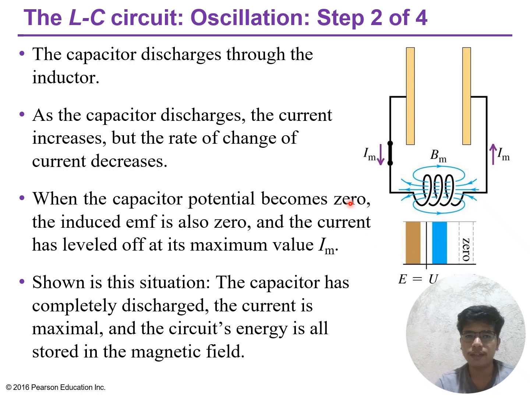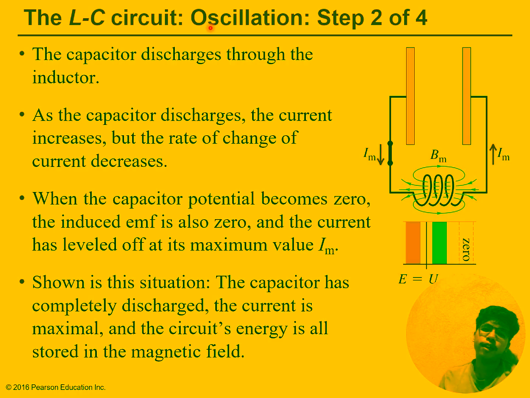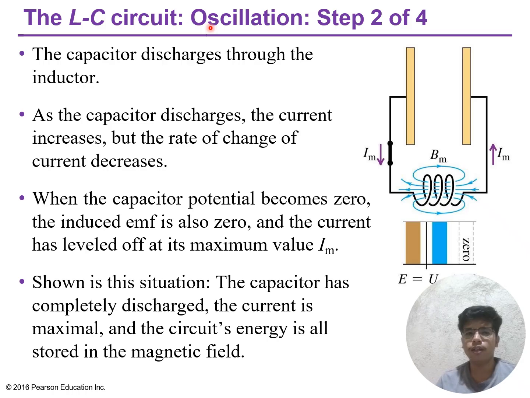Now magnetic energy: U sub m is equal to 1/2 L I sub m squared. Total energy is equal to U sub m plus U sub E, conserved. So electric energy is depleted and magnetic energy is at maximum. Then the next step is the inductor pushes current to recharge the capacitor with opposite polarity.